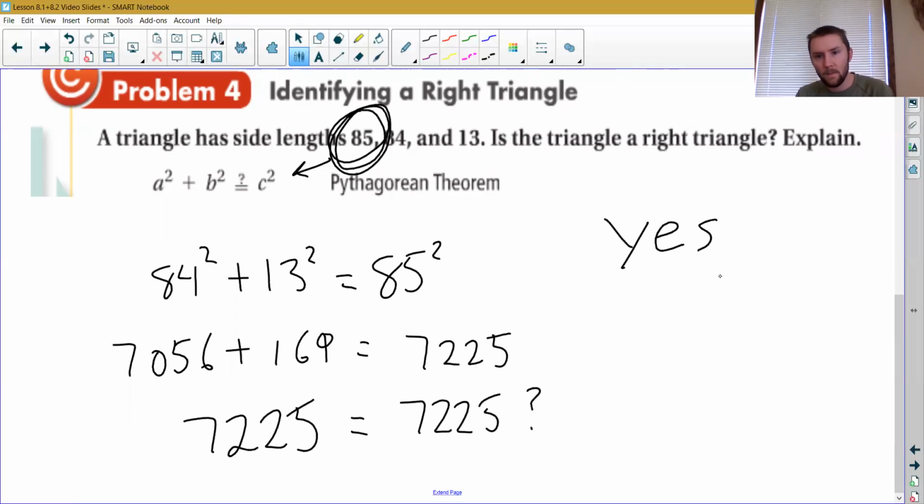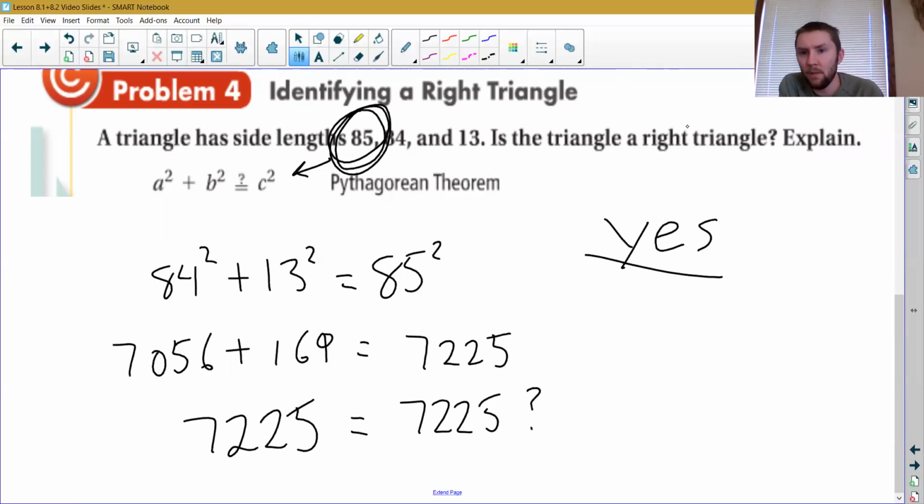Yes. Okay, so we say yes. This is a right triangle. If these are the side lengths, it has to be a right triangle because those side lengths fit that Pythagorean theorem, okay? If they didn't fit, we just say no. It's not a right triangle, okay?